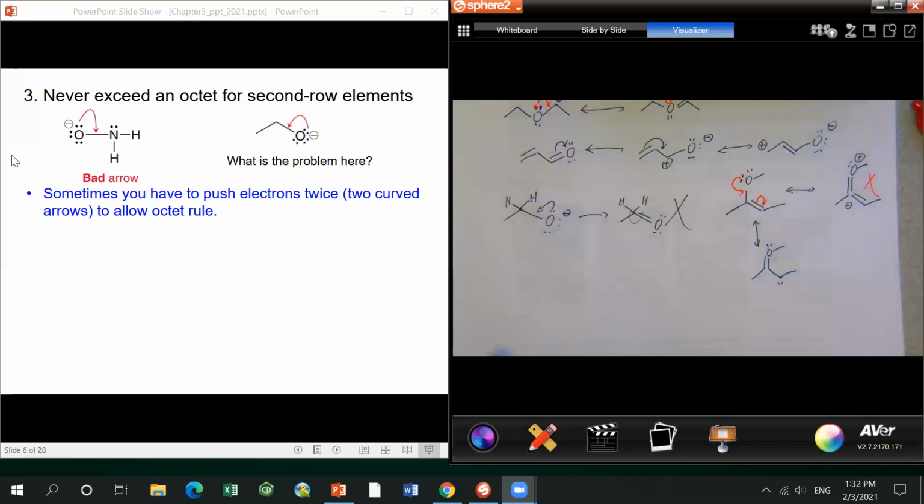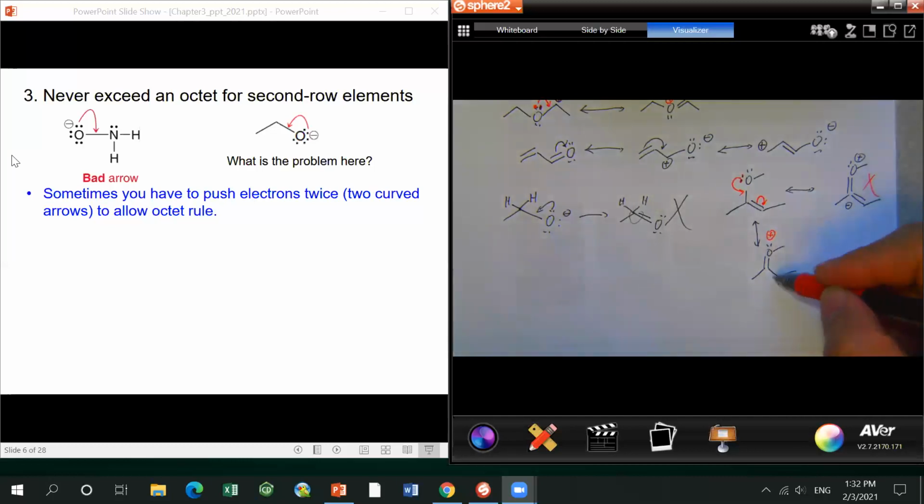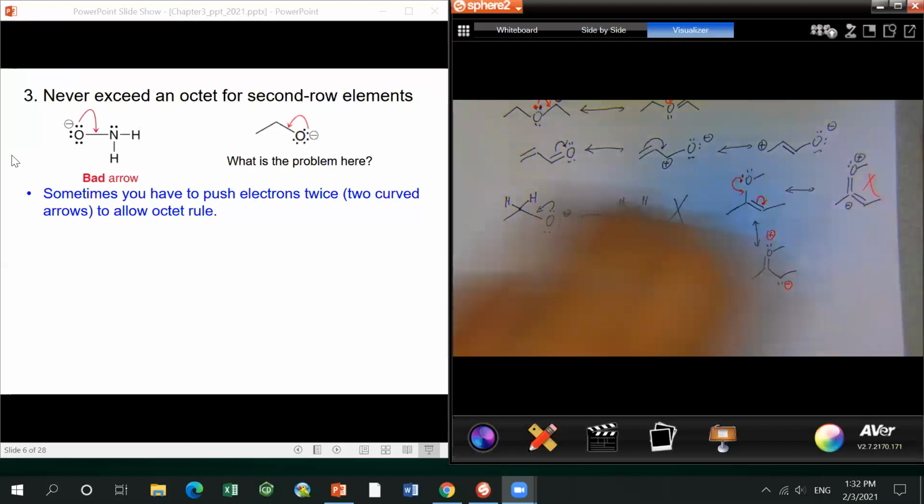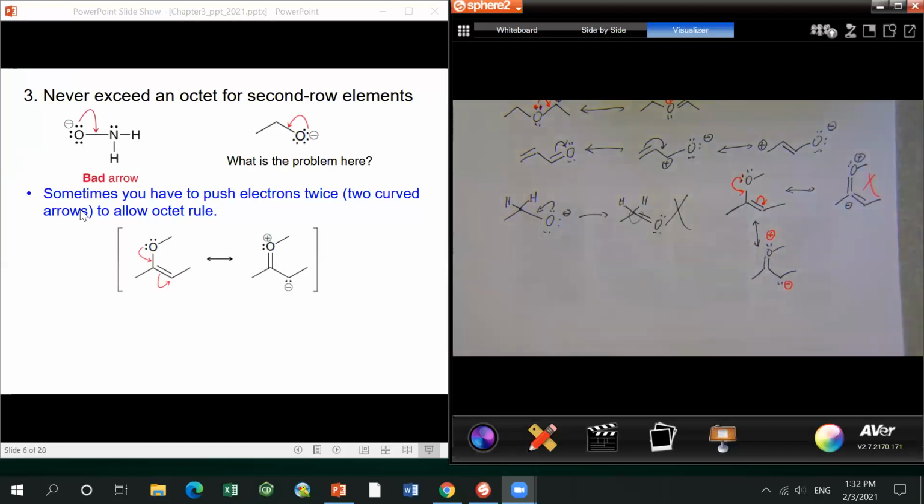Right. And then now the positive charge on oxygen, negative charge on this carbon. This carbon is still surrounded by 8 electrons. So you can draw the full structure, and it won't break the octet. That's something to keep in mind. That's also shown here.